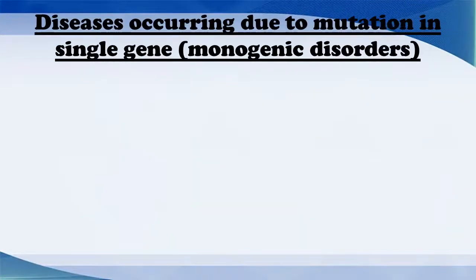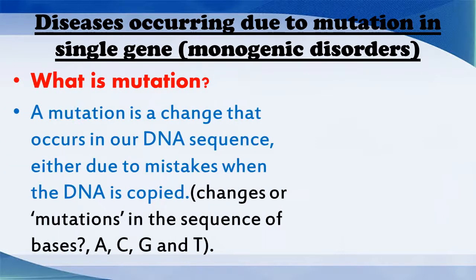Alright, so first are the diseases occurring due to mutation in a single gene, and as it is the mutation in a single gene, it is also called a monogenic disorder. That means mutation in one gene or single gene. Before studying this, let's first understand what is mutation. So students, a mutation is a change.